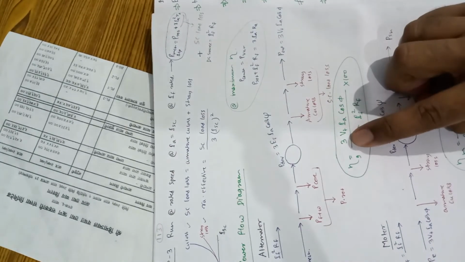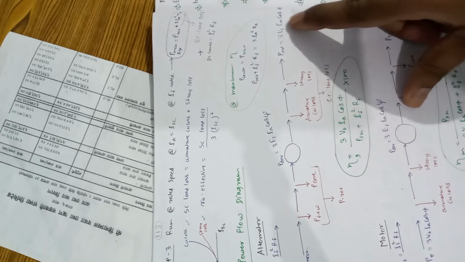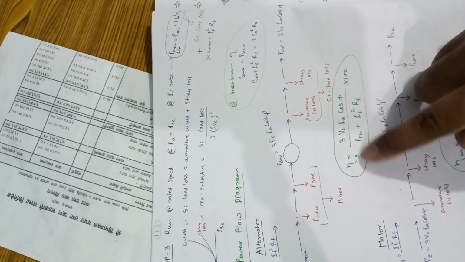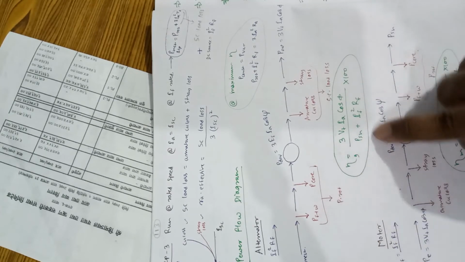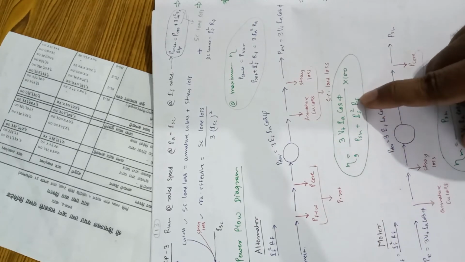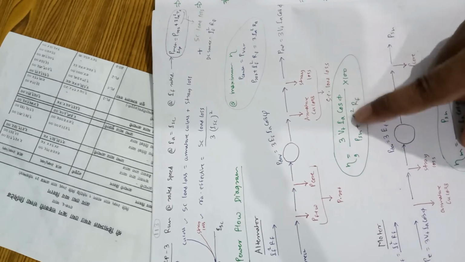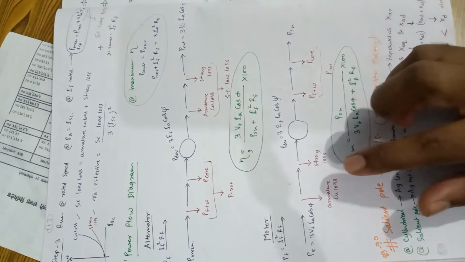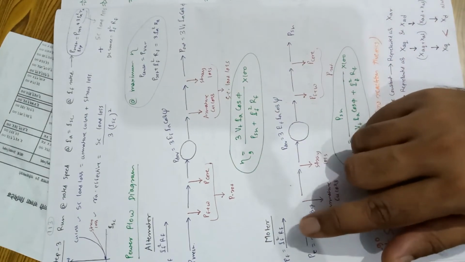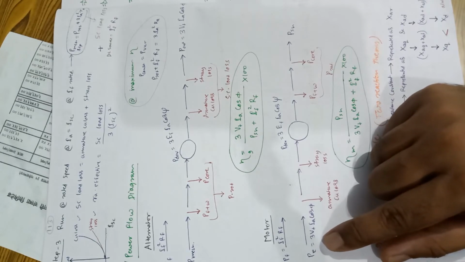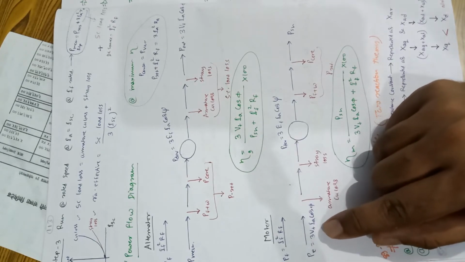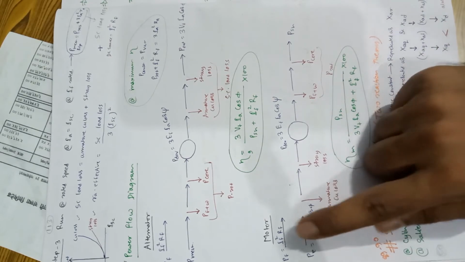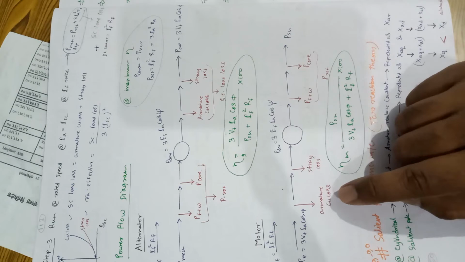When we talk about efficiency, it is output upon input. The output is 3 VT IA cos phi, and the input we know very well is mechanical shaft power plus IF square RF, into 100. This is the efficiency. When we talk about motor, what we give as input, we know very well, is field excitation plus electrical input at stator, that is 3 VT IA cos phi, external power factor angle phi.